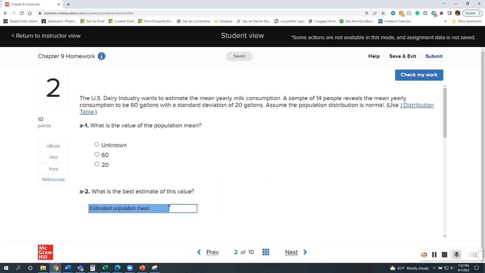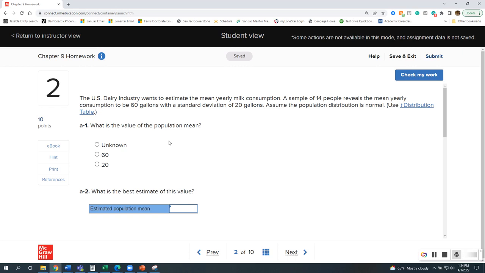Next, question 2. The U.S. dairy industry wants to estimate the mean yearly milk consumption. A sample of 14 people reveals that the mean yearly consumption is 60 gallons with a standard deviation of 20 gallons. Assume the population distribution is normal. We're going to use the T distribution table. They actually give us a link to it, which is awesome. Since we're using T, we already know that the population standard deviation is going to be unknown.